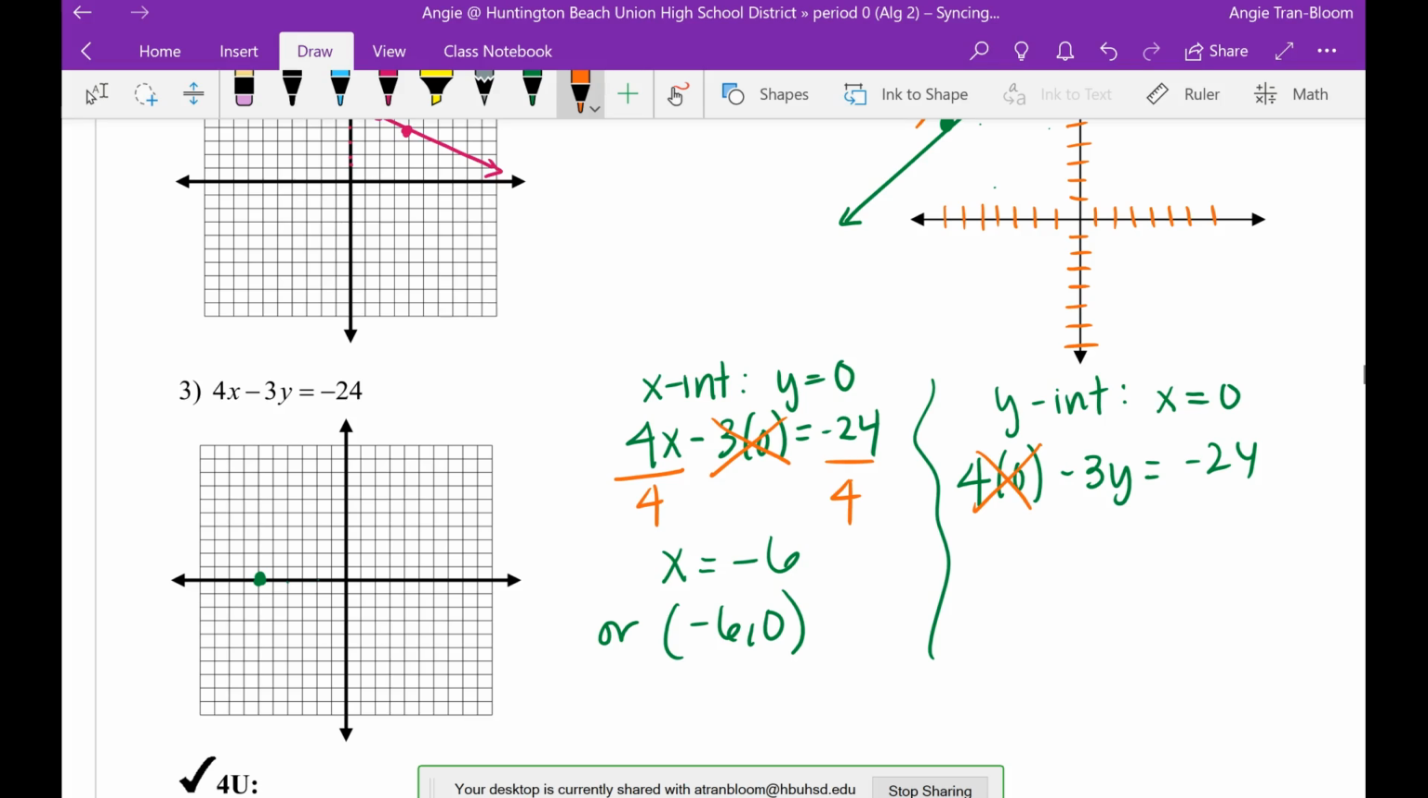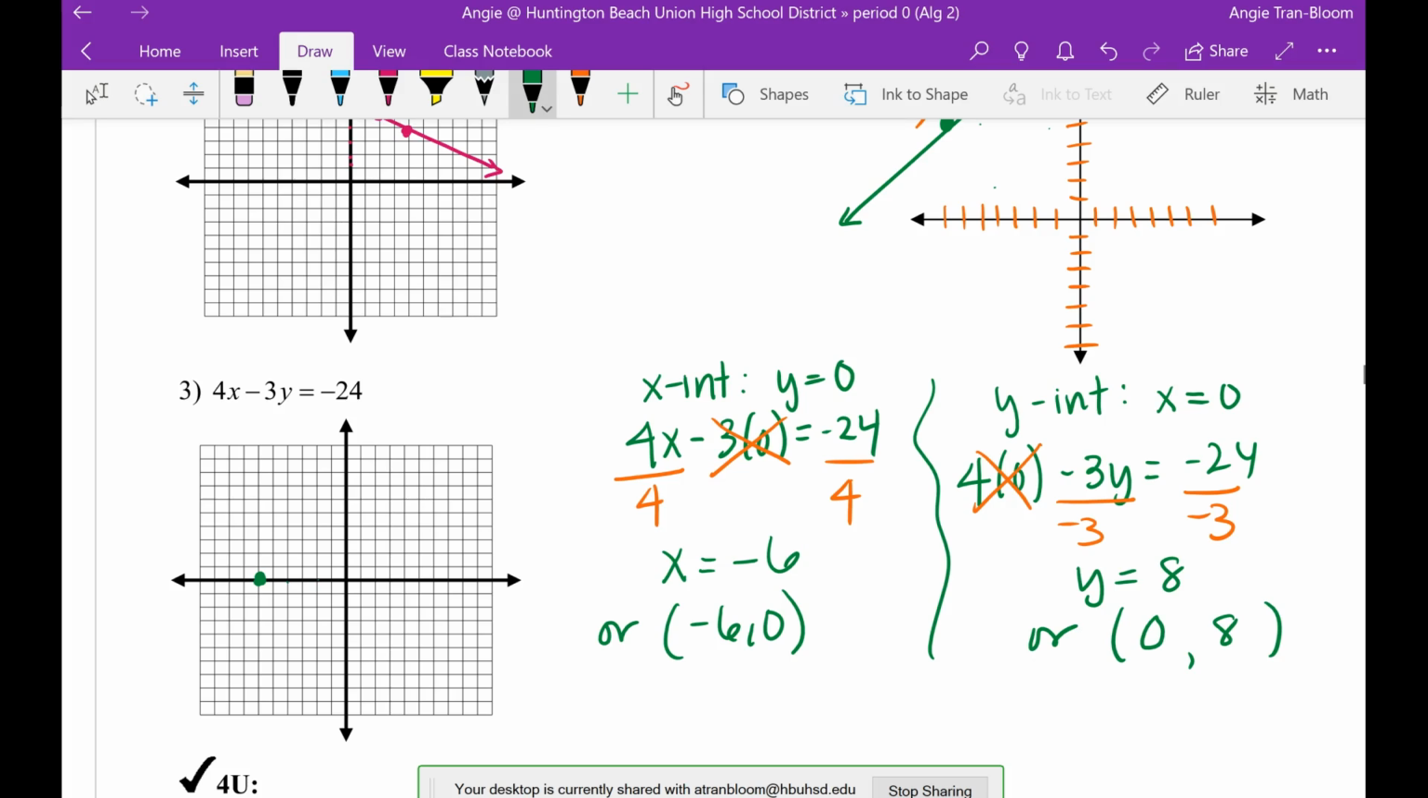Where's Nick A? Nick, help me. How do you solve it? Divide by negative 3. Okay, perfect. Y equals positive 8. How would I write that as an ordered pair? Was Hannah A? Absent? Thank you. Isabella A, how do I write that as an ordered pair? Ordered pairs, so tell me the x coordinate first and then comma the y coordinate. Y-intercept, the x is what? Always what? Zero. So it's actually 0, 8.